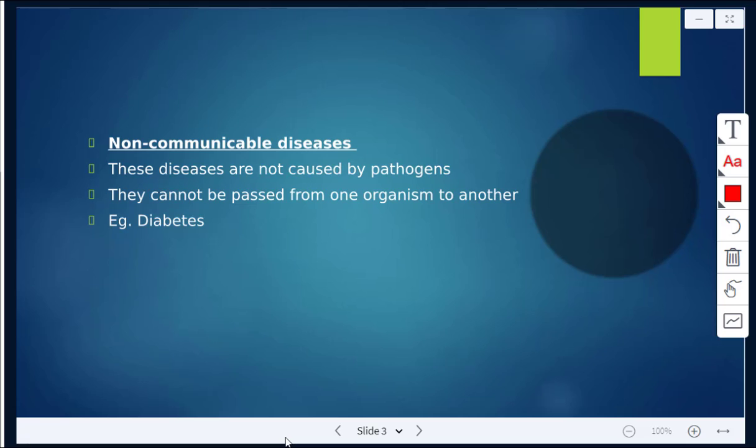And then non-communicable diseases are the diseases that are not caused by pathogens, and they cannot be passed from one organism to another. So for example, diabetes. All right, you're not going to catch diabetes from another person.